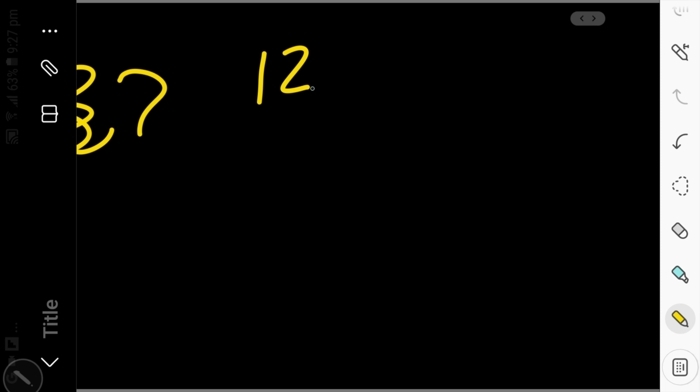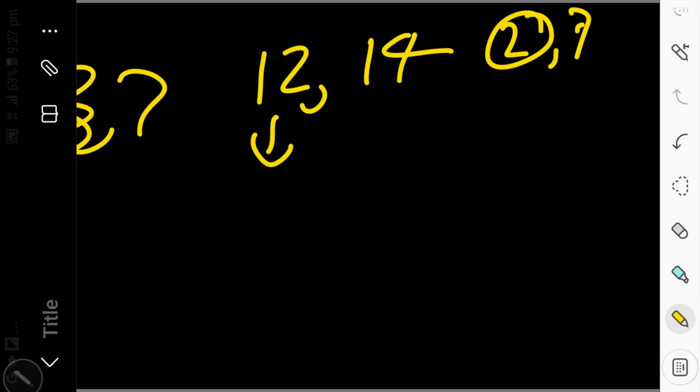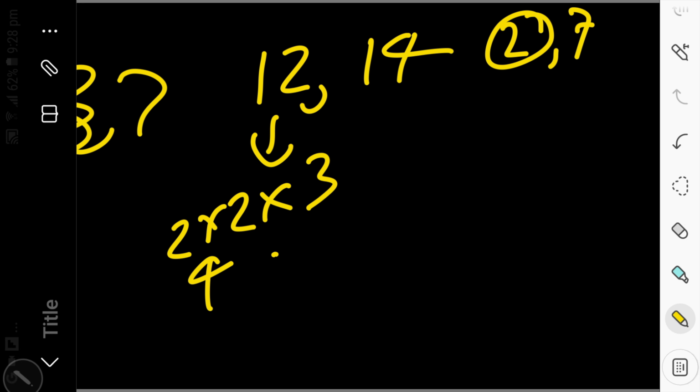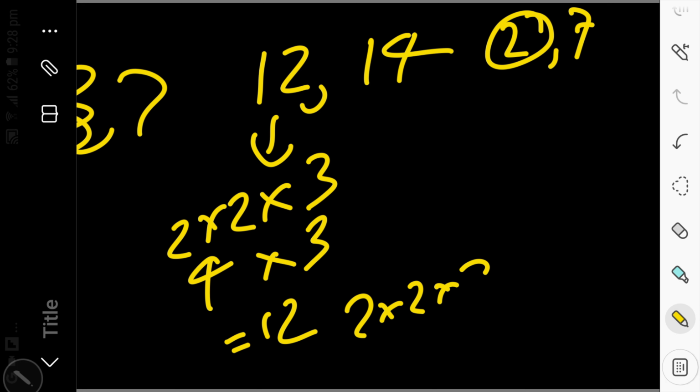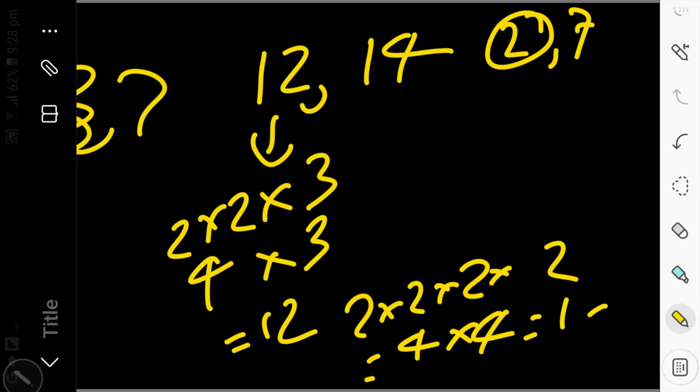For example, 12 and 14. For 12, which prime numbers can give 12? A prime number is a number that can only be divided by 1 and by itself. So for 12, 2 into 2 is 4, and 2 into 2 into 3 is 12. If you go on multiplying 2 into 2 into 2 into 2, that is 16, so it is not correct. That's why we put 3.